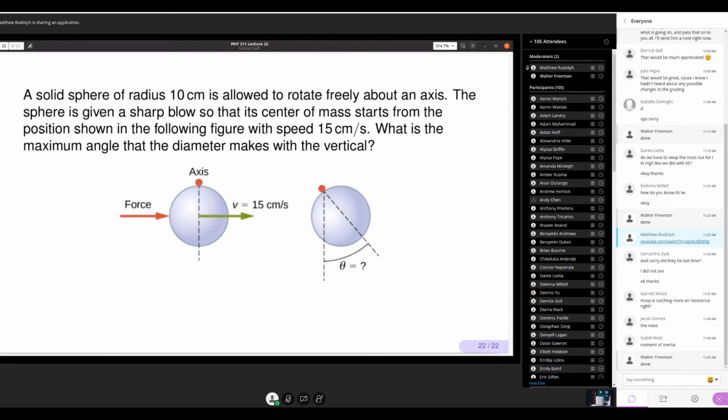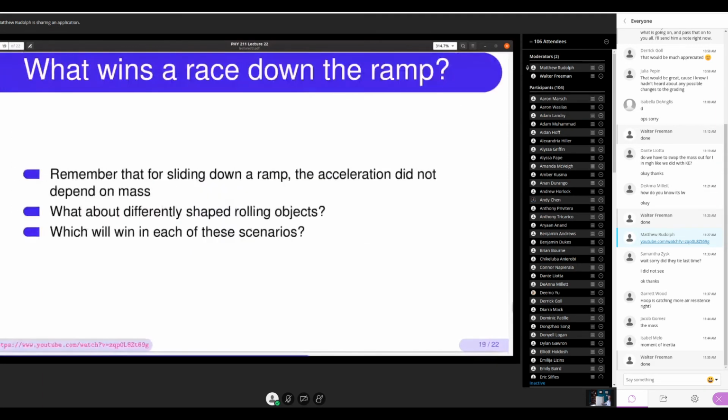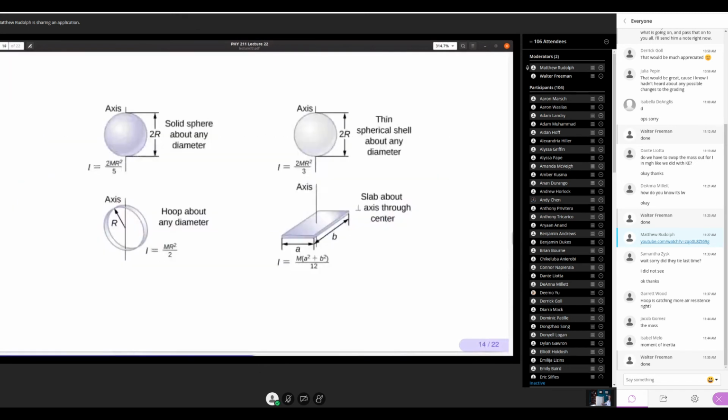Okay, so this is a sphere. Sphere is one of our shapes that we know what the moment of inertia is, but we know what the moment of inertia is from the chart only if it's rotating around the middle. It's written here, a solid sphere about any diameter. But of course, any line through the center of a sphere is a diameter, so it doesn't matter which direction it is.